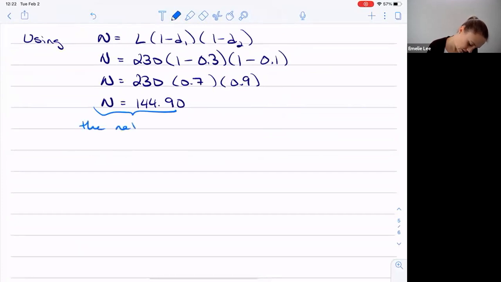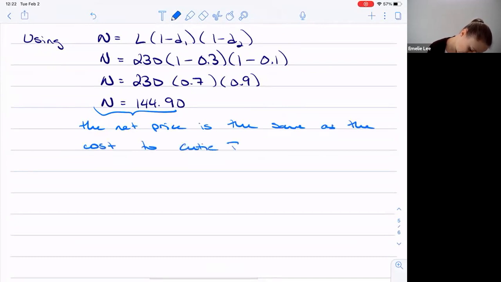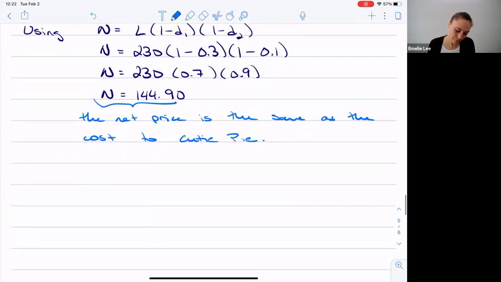The net price is the same as the cost to Cutie Pie. So that's an important link that we need to establish. Therefore, what we've found is that the C is 144.90.